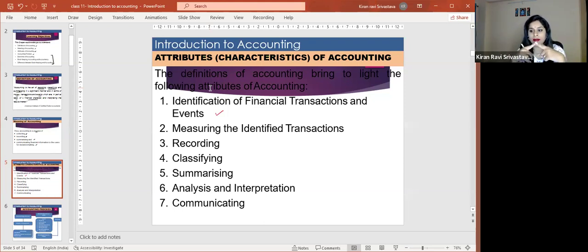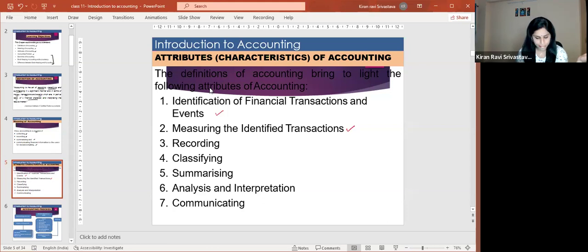Whenever a transaction happens, there are two things: a flow of money and a flow of goods or services in exchange. For example, when the chair is purchased, the businessman pays cash to the shopkeeper and the shopkeeper gives the chair. So there is an equal and opposite transaction. Then you have to measure the identified transaction. Whether the worth of the chair is in rupee, dollar, yen, pound, what? Because business is not restricted to the domestic market, it expands to the international market.